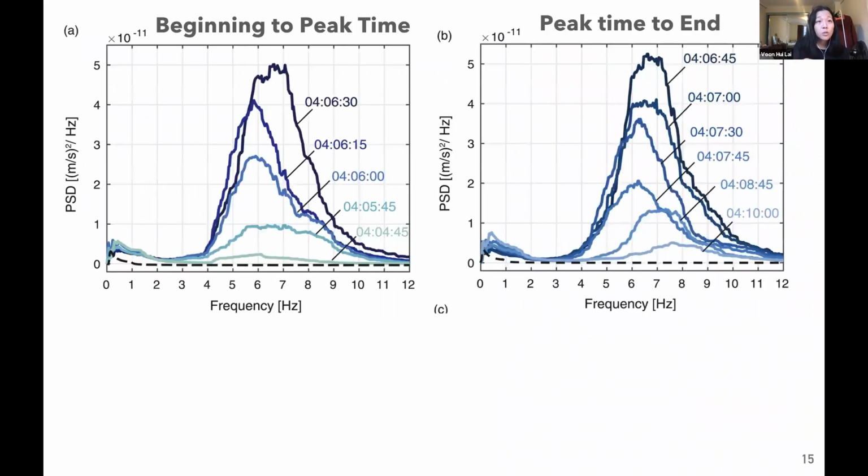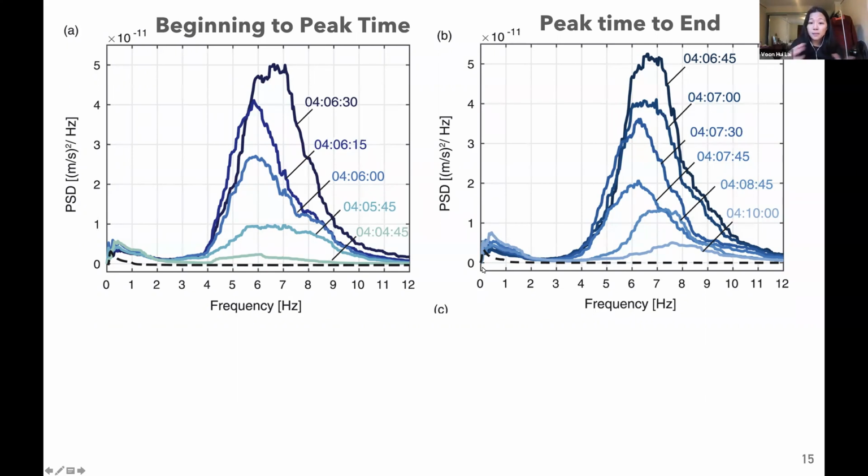We can also plot out the seismic power for each frequency at different times. The y-axis represents the power and the x-axis represents the frequency in Hertz. Each curve represents a timestamp from the beginning, which is the light color, towards the peak time, and from the peak time towards the end of the sequence. And the black dashed line is the baseline energy level prior to the debris flow event.